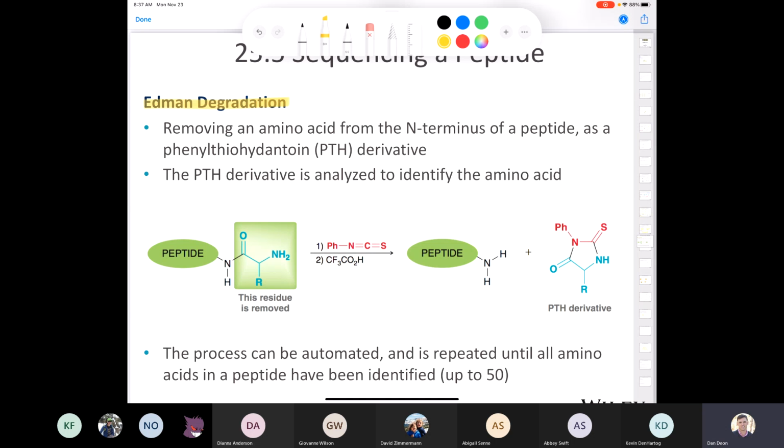What we're going to do is remove an amino acid, and this is important, from the N-terminus, so from the far right-hand side of the peptide, and we're going to remove it as this interesting intermediate called a phenylthiohydantoin intermediate, so PTH. Now, the phenylthiohydantoin derivative is analyzed to identify the amino acid.